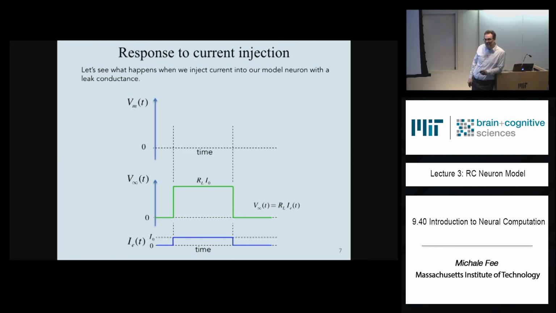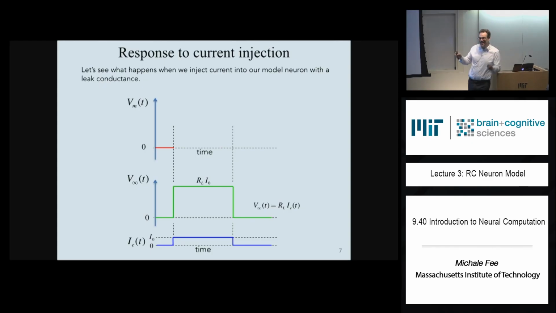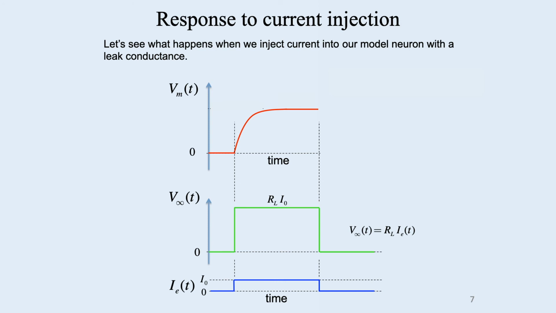What's your name? Katie. Yes, it stays at 0. Good. How do we say? Exponentially toward V infinity. Very good. So it relaxes exponentially toward V infinity, which is here.